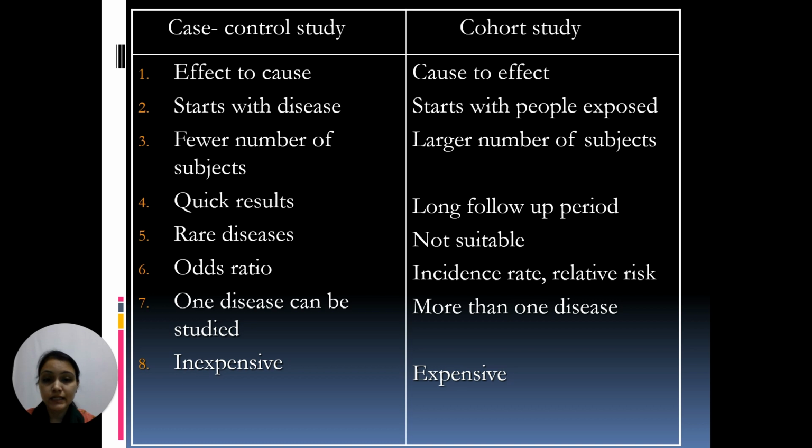Case control study is suitable for rare diseases. Cohort study is not suitable for rarer diseases. Case control study shows odds ratio, and cohort study shows incidence rate and relative risk. In case control study, only one disease can be studied, but in cohort study more than one disease can be studied. Case control is inexpensive, but cohort study is expensive.